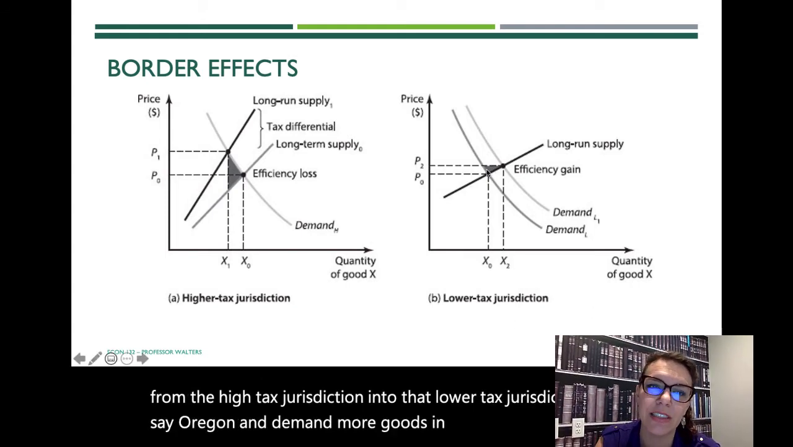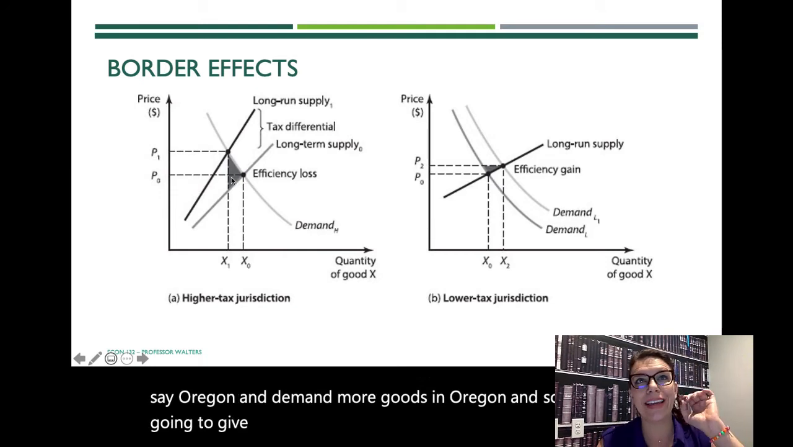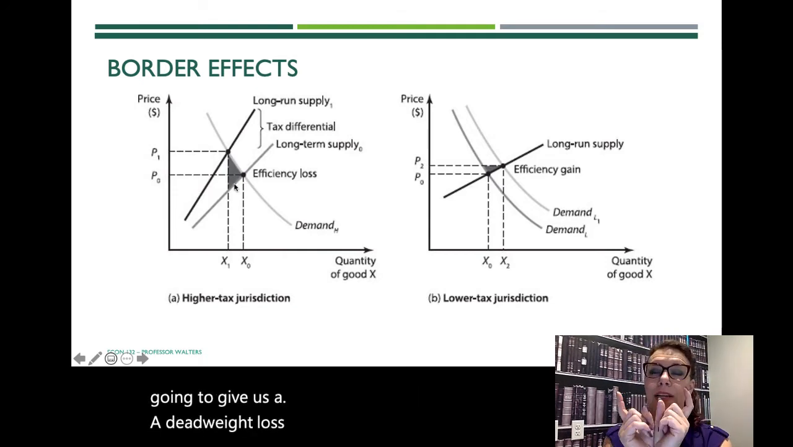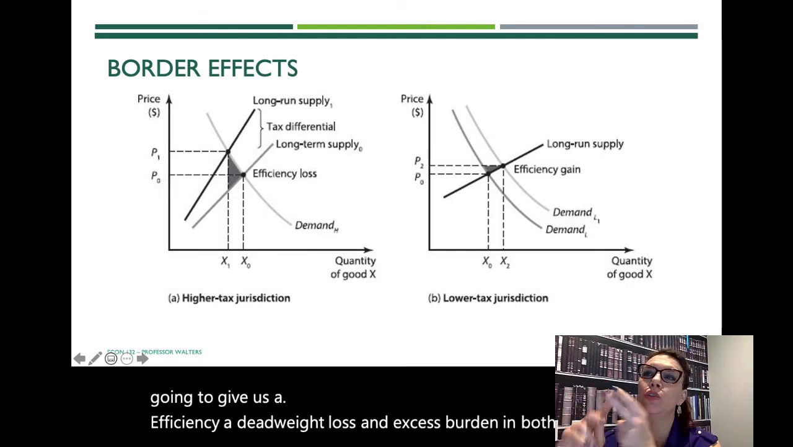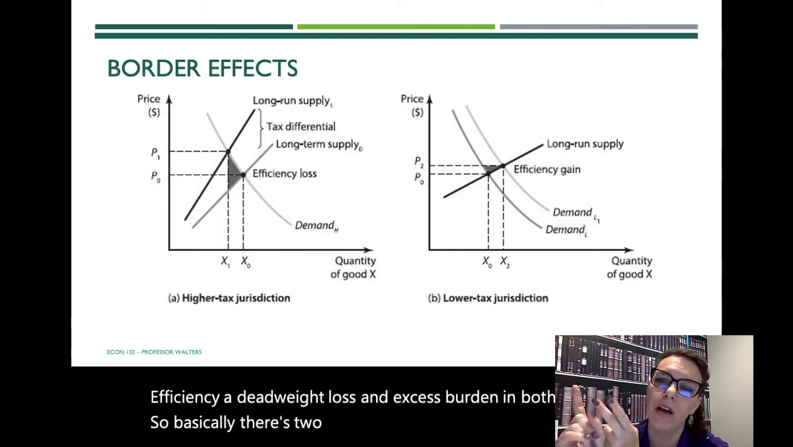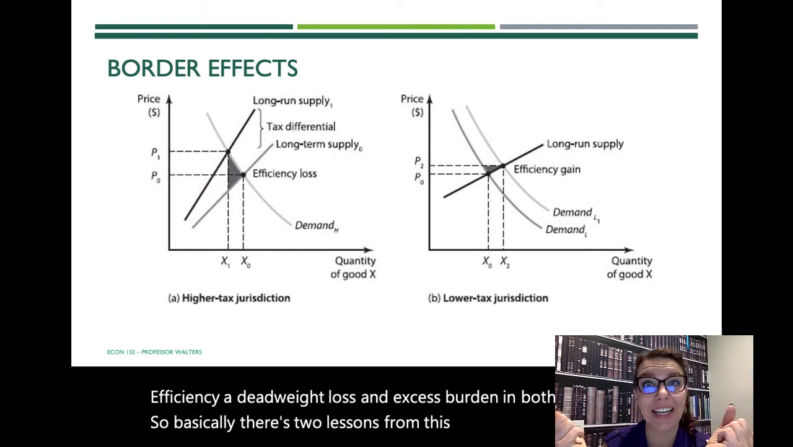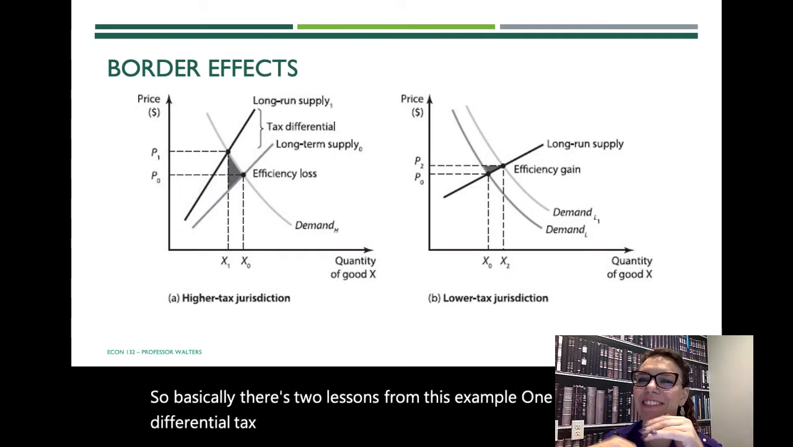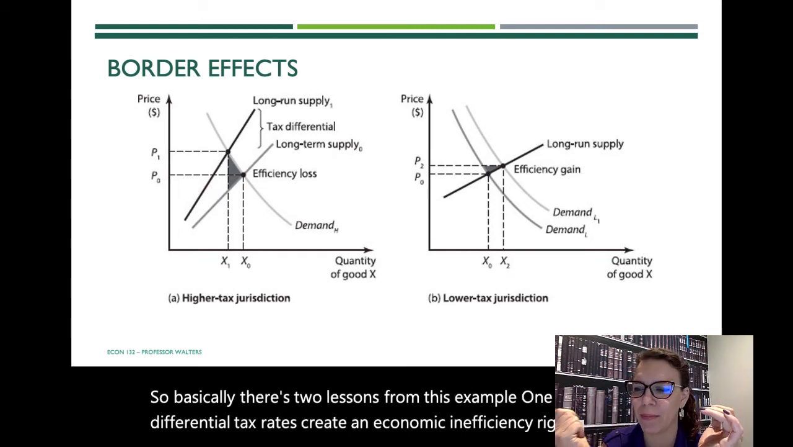And so that's going to give us an inefficiency, a deadweight loss, an excess burden in both markets. So basically, there's two lessons from this example. One is that differential tax rates create an economic inefficiency, right? Create a deadweight loss because of people avoiding that behavior.